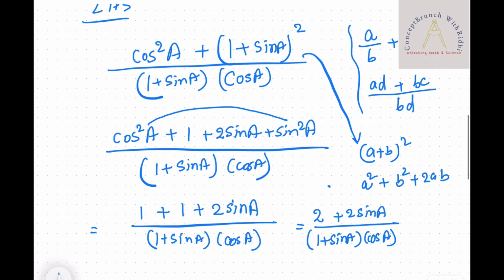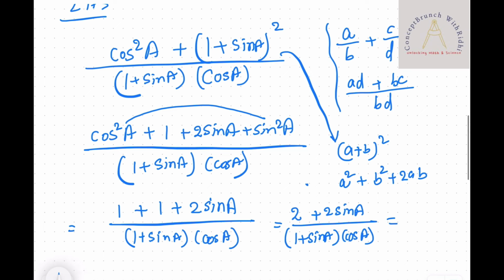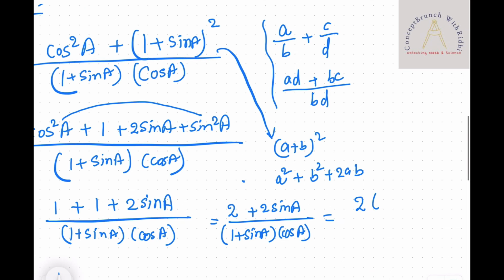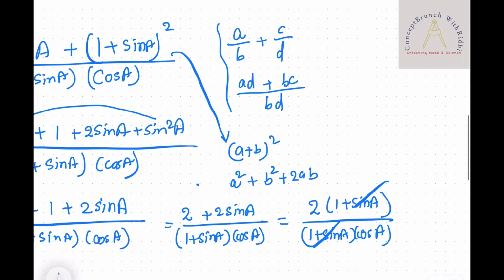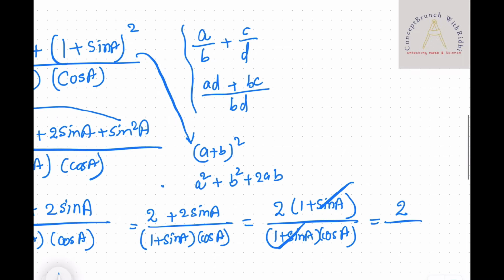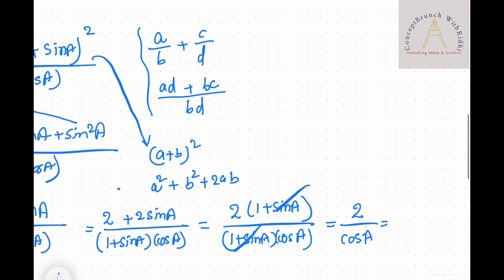Okay. Now what will be? We will take 2 as common. What is the remaining? (1 plus sin A) divided by (1 plus sin A) times cos A. 1 plus sin A, 1 plus sin A cancel. So it will remain 2 over cos A. And 2 over cos A we can write as 2 secant A. And this is your RHS. Right?